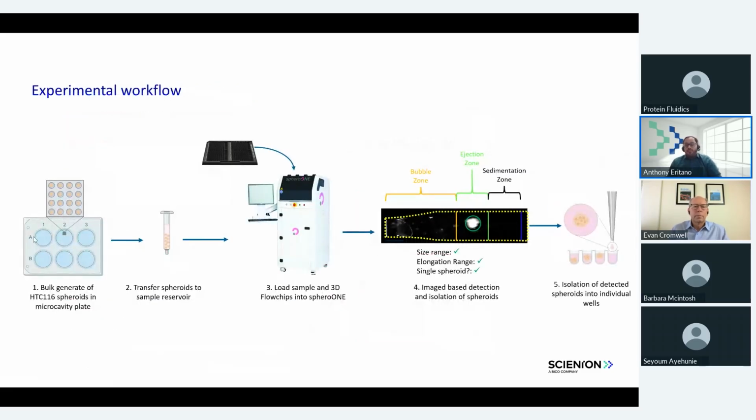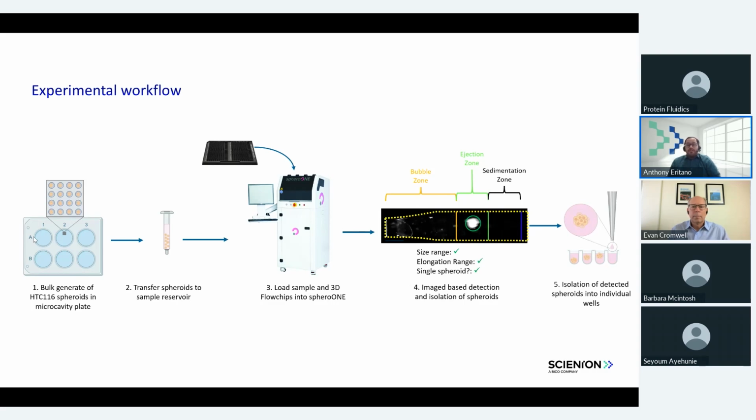So to go over the workflow again real quick for the spheroONE part, first we grew HCC 116 colorectal cells in a microcavity plate to do bulk spheroid production. Those were then transferred into the sample reservoir and loaded into the spheroONE with the 3D flow chip plate.